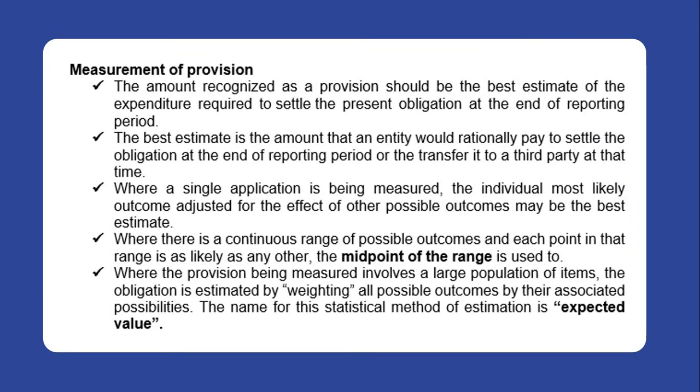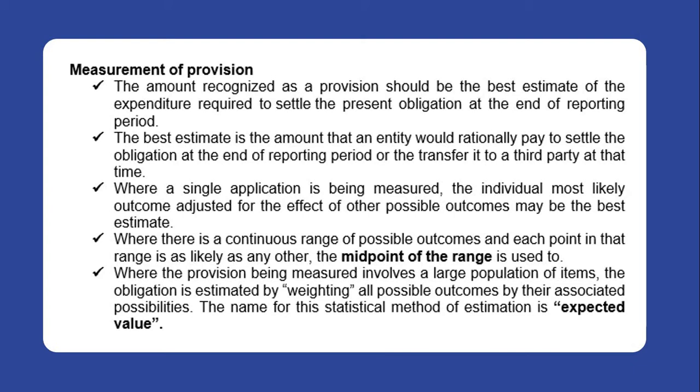So, measurement of a provision. The amount recognized as a provision should be the best estimate of the expenditure required to settle the present obligation at the end of the reporting period. Take note, the keyword here is that the measurement should be the best estimate. A provision is an estimate, but we need to measure it with the best estimate of the expenditure. The best estimate is the amount that an entity would rationally pay to settle the obligation at the end of the reporting period, or to transfer it to a third party at that time.